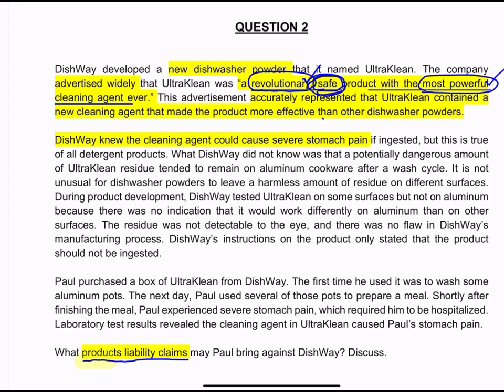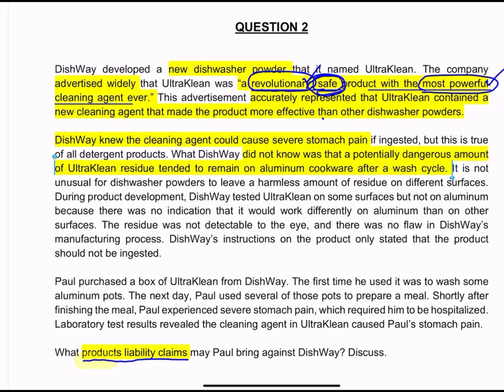What Dishway did not know was that a potentially dangerous amount of Ultra Clean residue tended to remain on aluminum cookware after a wash cycle. You can see it coming, can't you? Paul is going to use aluminum cookware in the dishwasher with that new product, and he's going to wind up with severe stomach pain. That one is what they're leading into.